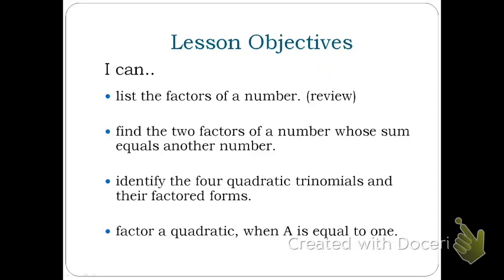In today's lesson, you'll be able to list the factors of a number. This should be a review for you, but it'll help you with the other objectives that you have. One is to find the factors of a number whose sum equals another number. You can identify the four quadratic trinomials and their factored form. And finally, factor a quadratic when a is equal to 1.